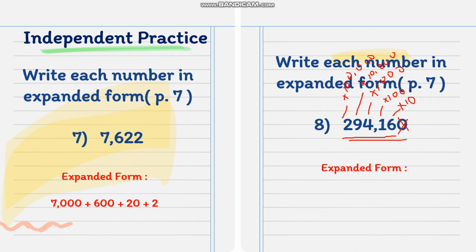So the values are, we have 200,000 because 2 multiplied by 100,000. 9 multiplied by 10,000 is 90,000. 4 multiplied by 1,000 is 4,000. 1 multiplied by 100 is 100. 6 multiplied by 10 is 60. And 0 is not included. So the expanded form of 294,160 is this.